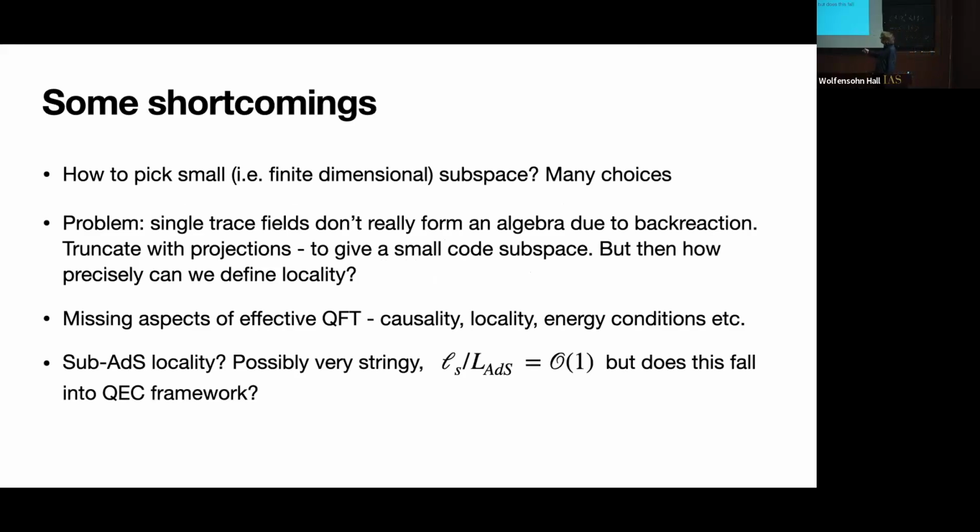The things that we're using, these single trace fields, if I'm imagining my boundary CFT is at finite but large N, they don't form an algebra. So at some point I'll act with them and I'll start creating a black hole or something like that, or some back reaction will also do it. So usually you deal with this by truncating the Hilbert space with projections.